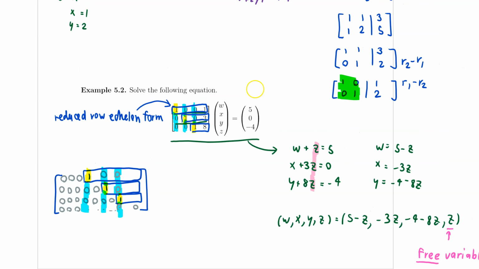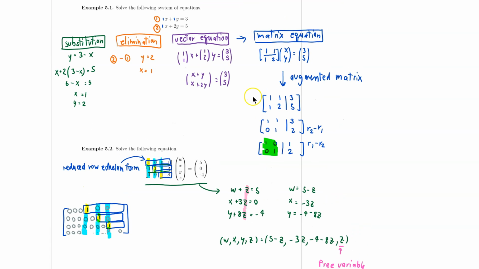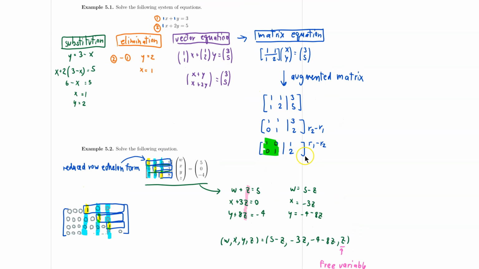Notice that the matrix in the last example, this last one that we see here, is also already in reduced row echelon form. So my two bars look like this, and here is my leading one, and here is another leading one.